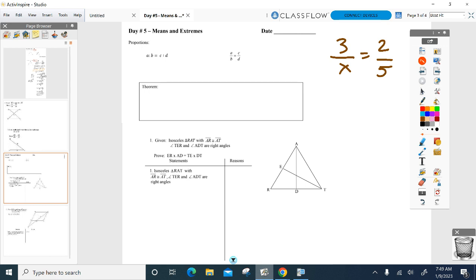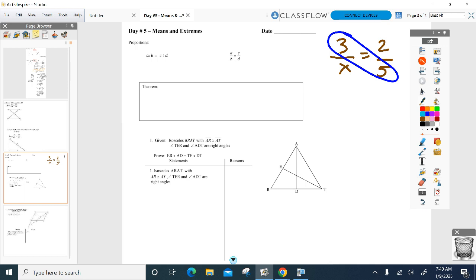Okay, which terms would you cross multiply? Go ahead. I know this is very simple, but it's going to get to my point. Okay, you would multiply the 3 with the what? Okay, let's stop right there. We're going to multiply 3 and the 5. Those two have a special name.